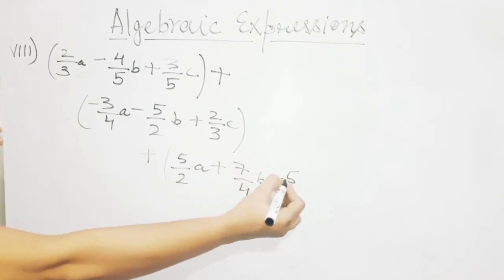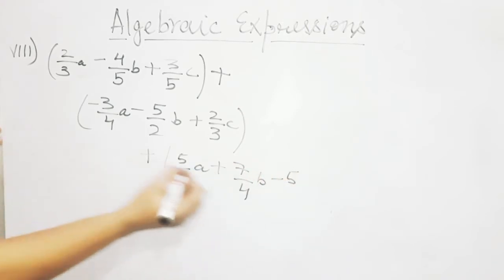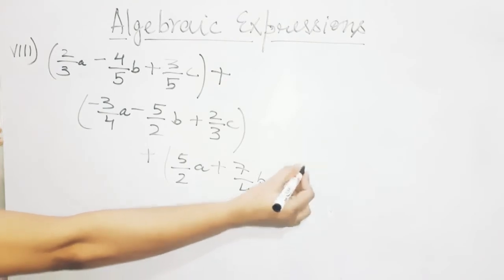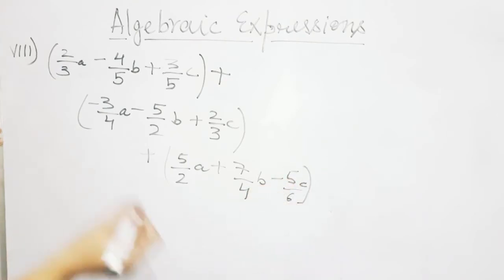So I have written all the 3 algebraic expressions and I have placed them into the brackets. Now what will be our next step? Our next step is to place all the like terms together, collecting all the like terms together. This will be our next step.